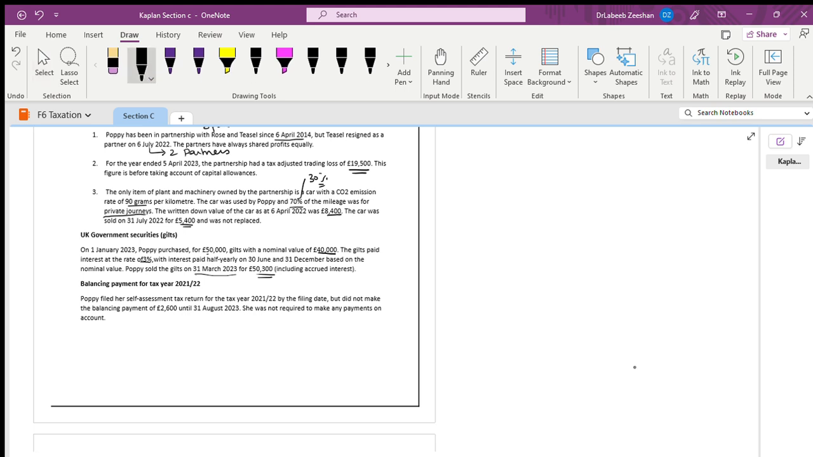We will see that. Poppy filed a self-assessment tax return but did not make a balancing payment. Here we are talking in terms of fines. Until 31st August, she is not required to make any payments on account. They have not paid the self-assessment, and did not make a balancing payment of how much? 2,600. Okay.